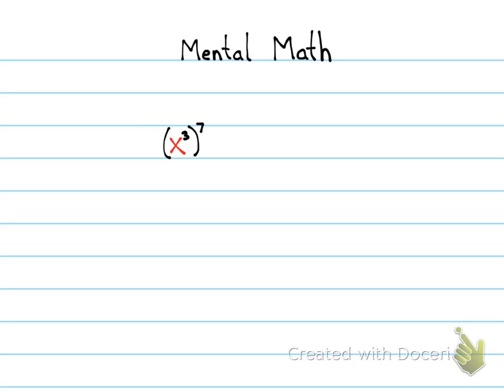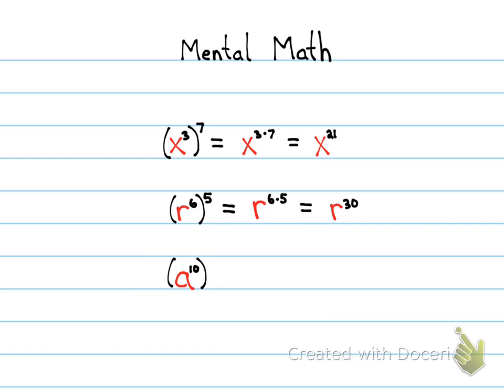So let's look at doing some of this mentally. If I have x to the 3rd to the 7th power, that means I'm going to do x to the 3rd 7 times. So really all I have to do is multiply that together. So I'll do x to the 3 times 7, which is 21. R to the 6th raised to the 5th power, that means I'm going to do r to the 6th power 5 times. Or I could just do 6 times 5, which is 30. Lastly, if I have a to the 10th raised to the 8th power, that means I'm doing a to the 10th power 8 times. So I could just multiply 10 times 8. That gives me a to the 80th power.